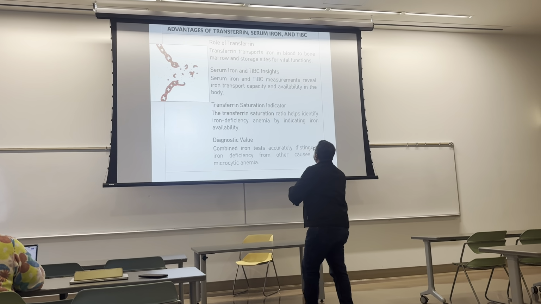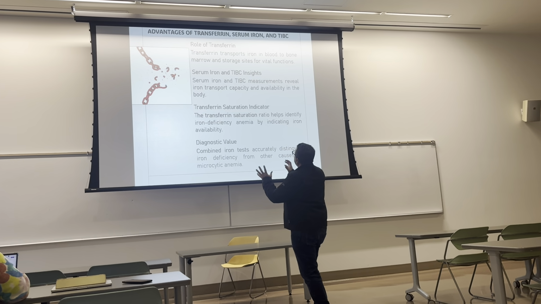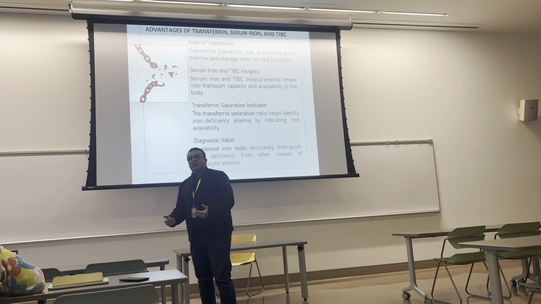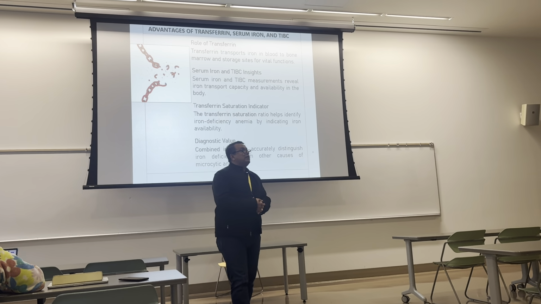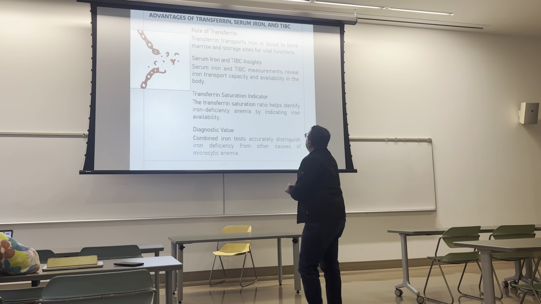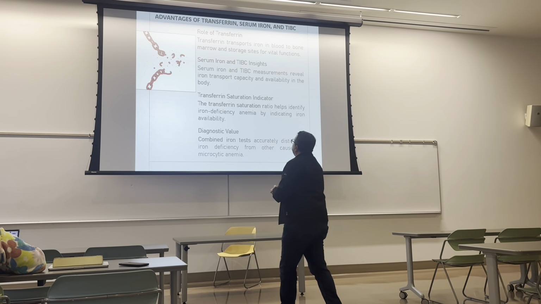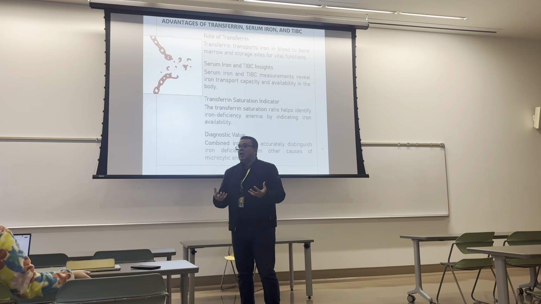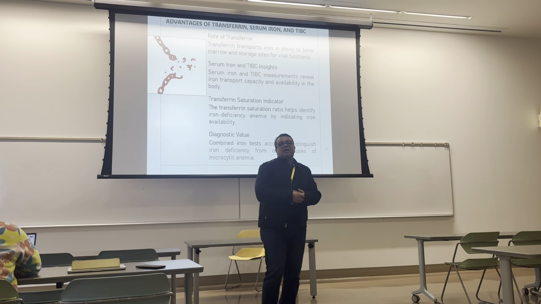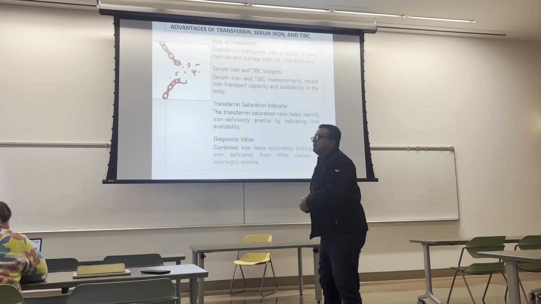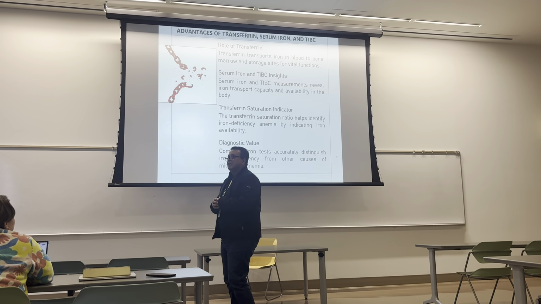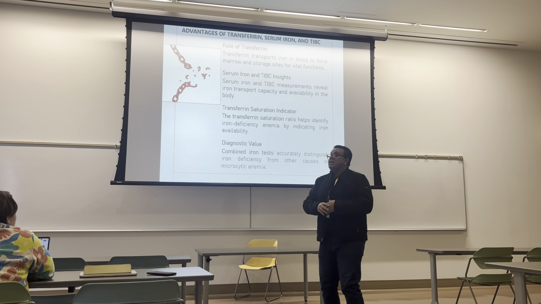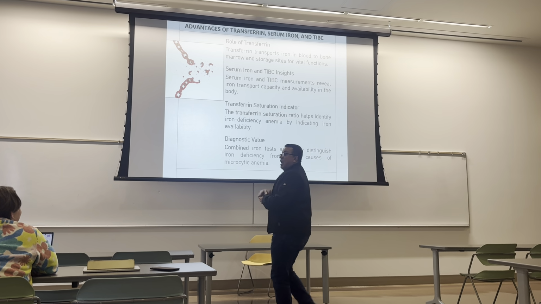Serum iron and TIBC. Actually, usually the measurement of transferrin cannot be done directly, but it is done through the serum iron and the total iron binding capacity. So in case we have low serum iron, what will happen to the total iron binding capacity? It will increase, and the transferrin saturation decreases.